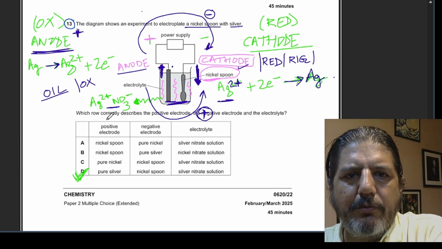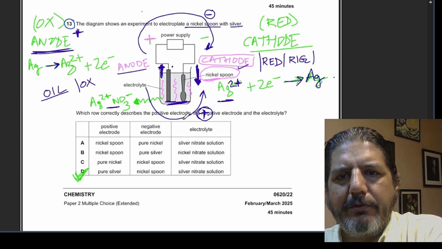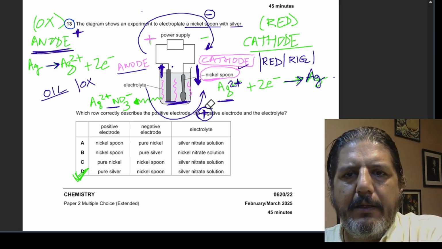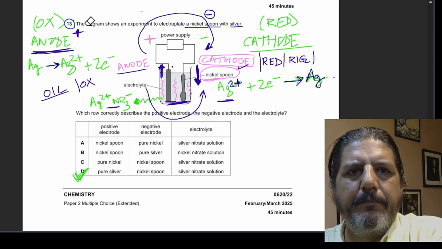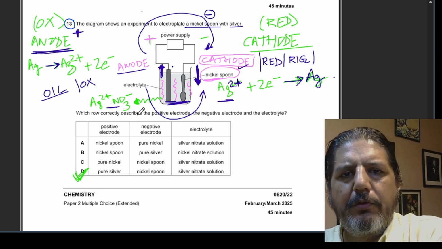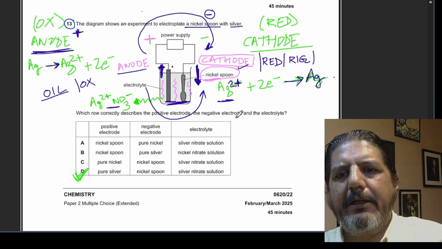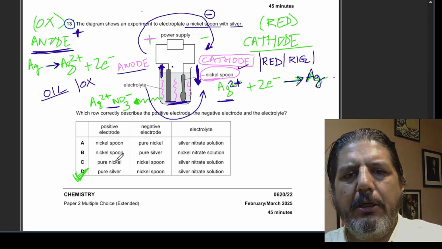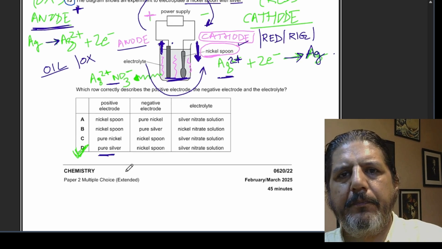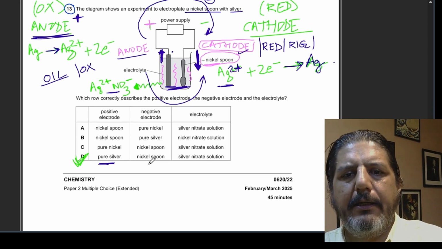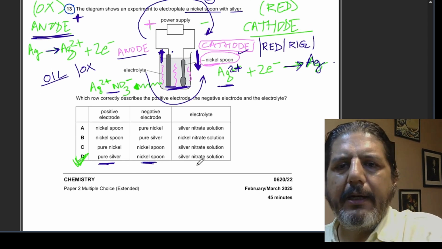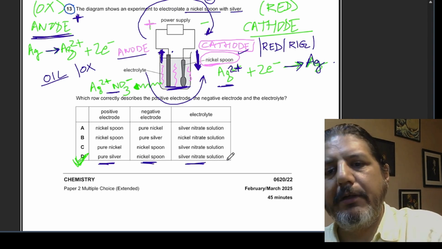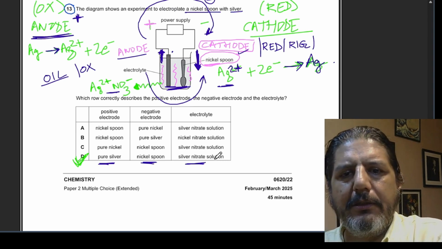So the answer for this question: which row correctly describes the positive electrode, the negative electrode, and the electrolyte? Let me read the question. The positive electrode is pure silver, as we have discussed. The negative electrode would be the nickel spoon, and the electrolyte would be silver nitrate solution.